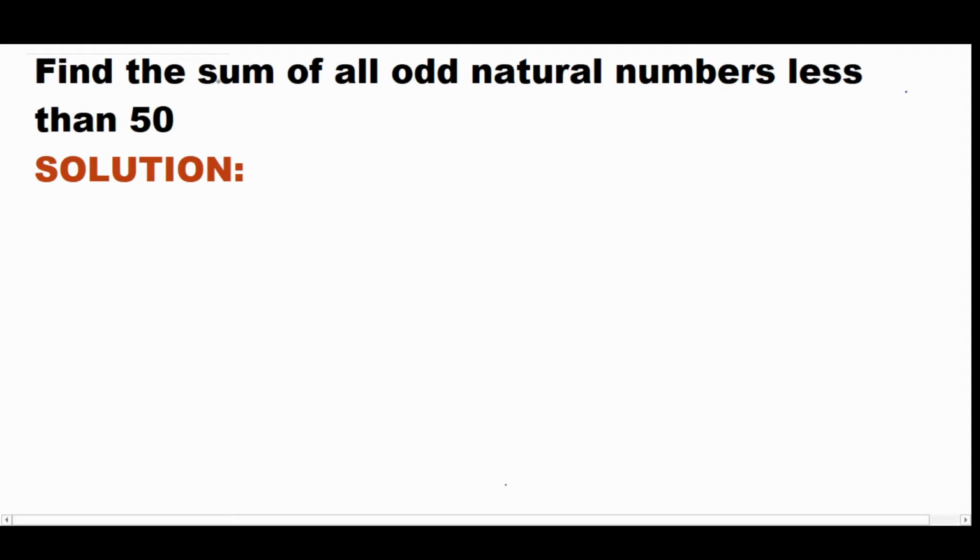So first write which is the first natural number. It's 1. Then the next odd natural number will be 3, then 5, up to 49, because they said less than 50. 50 is an even number, therefore the last number is 49. We need to find the sum of all these numbers now.